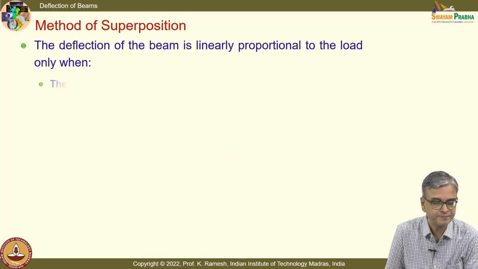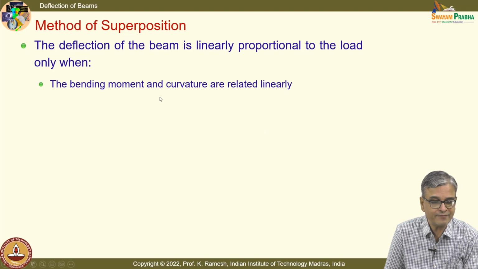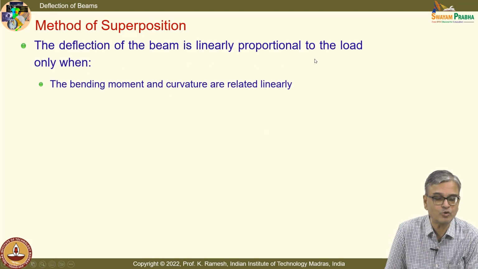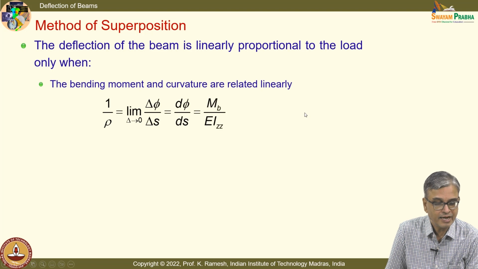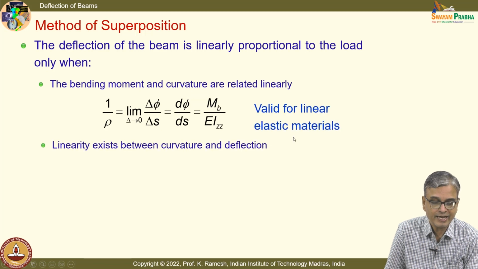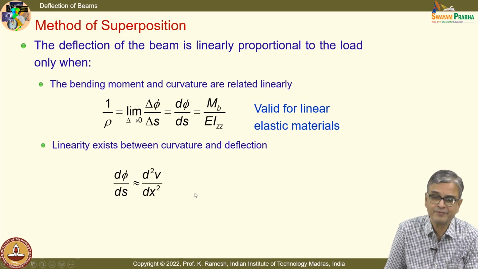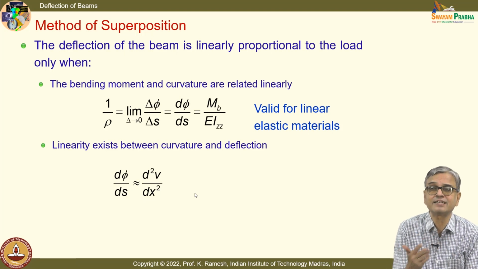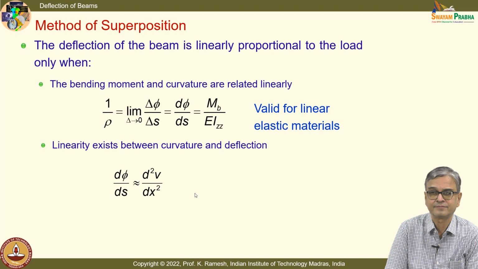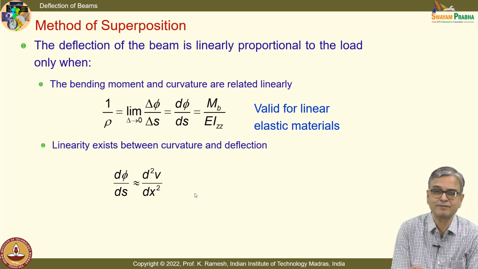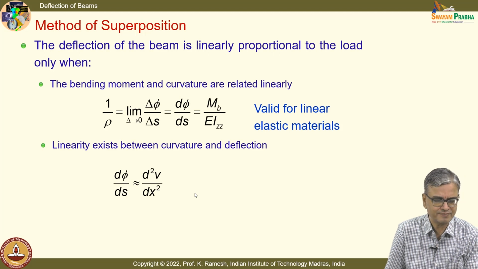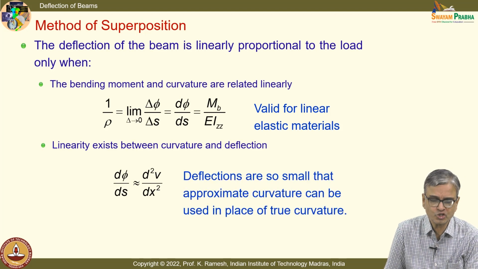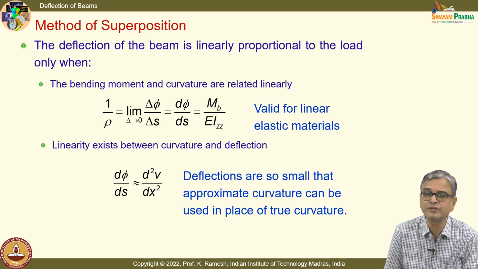Now, you also have another subtle point. The deflection of the beam is linearly proportional to the load only when the bending moment and curvature are related linearly. And we have already said that we have an approximate expression for the curvature valid for linear elastic materials, and this is an approximate relation, and we have already said when the angle phi is less than 4.7 degrees, the error you make is only 1%. 1% is very small. Deflections are so small that approximate curve can be used in place of true curvature.